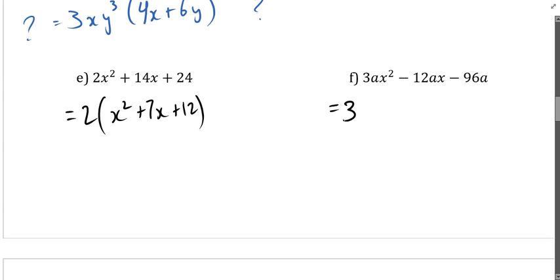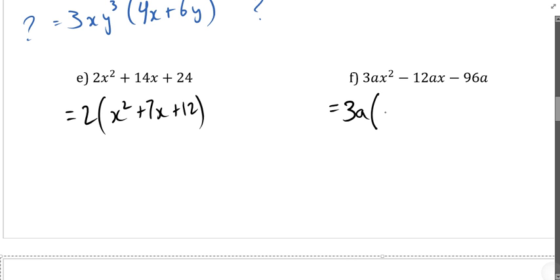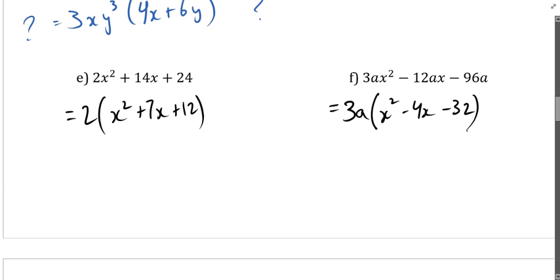Do you see any variables in common between all 3 terms? Rachel, do you see any variable? A. What about x? No, because there's no x in that last term. So that means I'm done. Okay, and I'm left with x squared minus 4x minus 32, I believe.